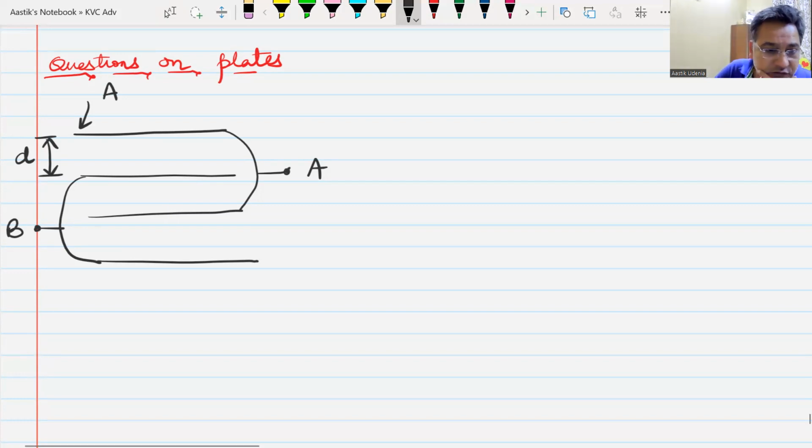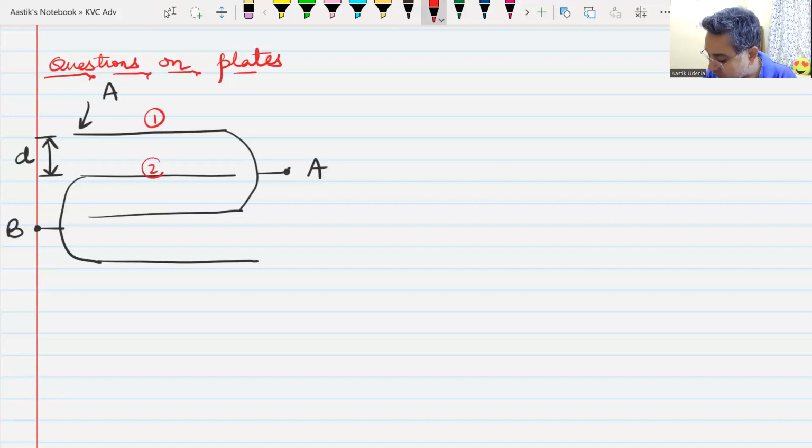Any idea how you are going to solve this question on plates? You can call these plates by name: 1, 2, 3, 4. There are 4 plates here. These 4 plates make 3 capacitors. This is capacitor number 1, this is capacitor number 2, and this is capacitor number 3.